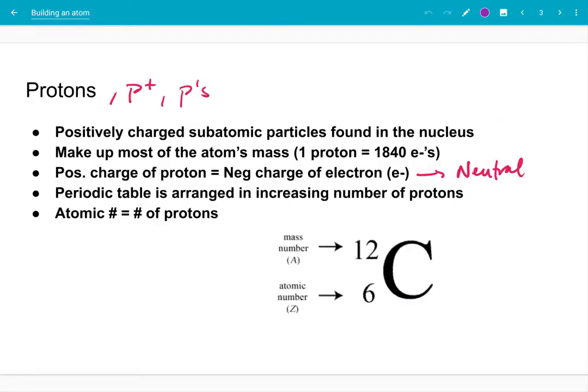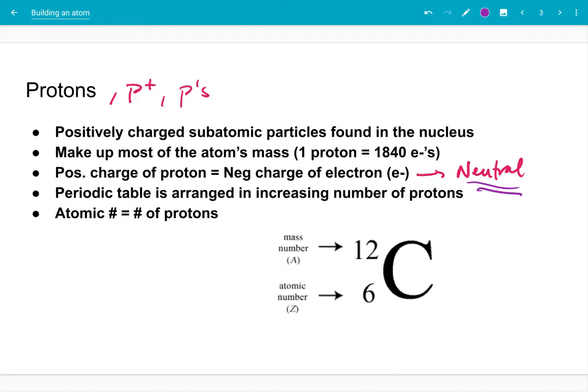Okay, so let's first look at protons. So protons are positively charged subatomic particles. They're found in the nucleus. What I want to point out is that they're super heavy compared to electrons. In fact, one proton is equal to 1,840 electrons. Then we also have, if it's a neutral atom, the positive charge of a proton is equal to the negative charge of an electron. That is for a neutral atom.